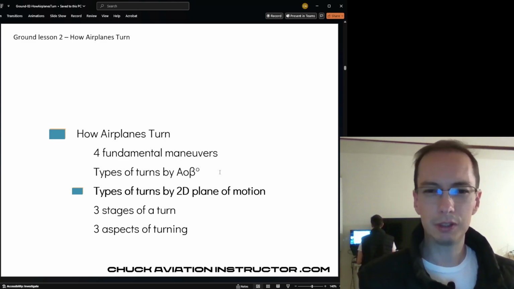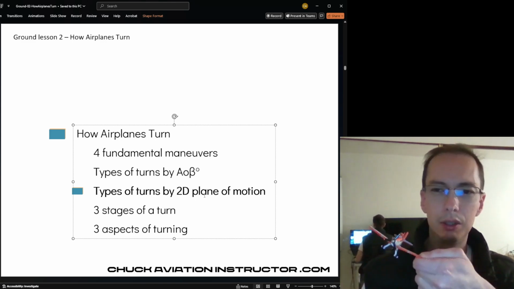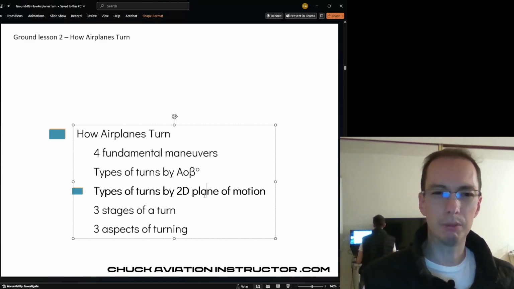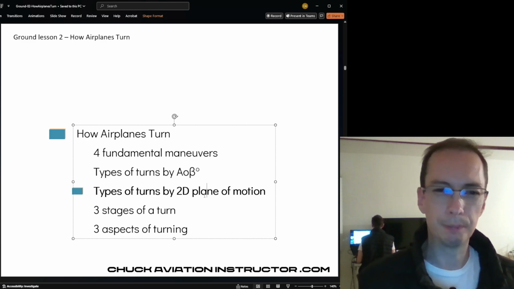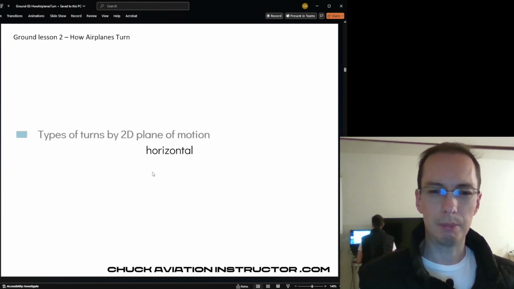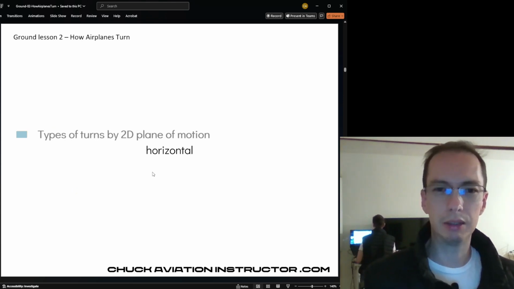So, types of turns by the two-dimensional plane of motion. Let's start with level turns. When you maintain altitude throughout the turn, you don't climb, don't descend from beginning to end of your turn. In that case, your plane of motion would be horizontal and parallel to the ground. The ground is also a two-dimensional plane of motion.